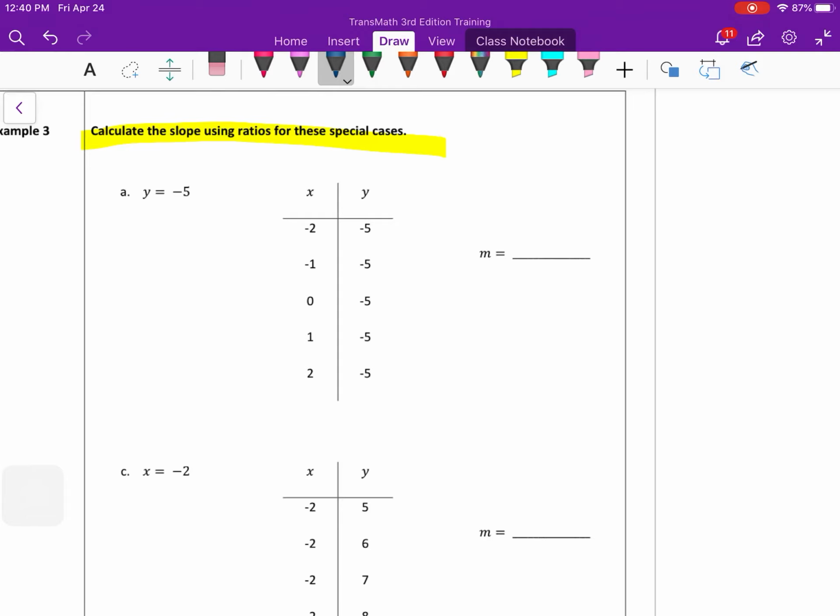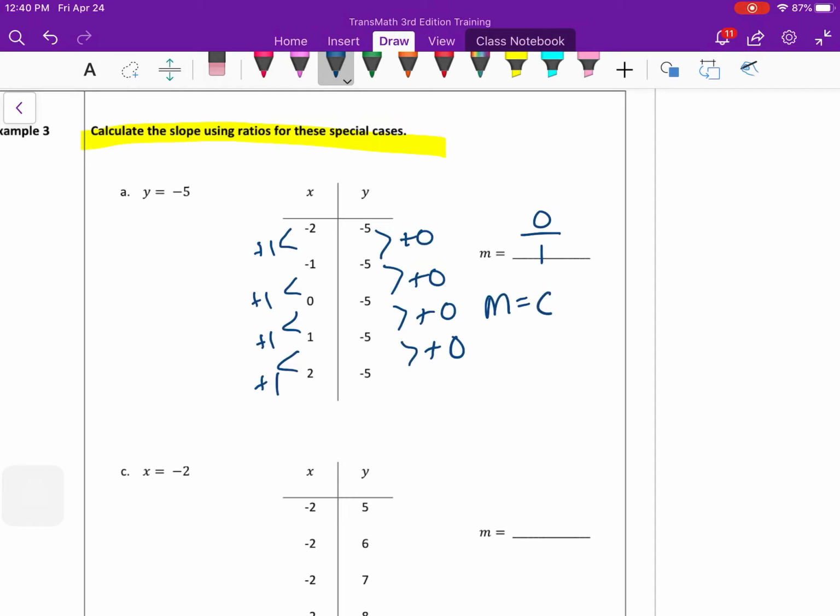The first one, in A, you'll see you have no change here. Negative 5 to negative 5 is like plus 0. Plus 0. You're not changing this at all. And then over here, it looks like we're going up by 1 on each one. So the vertical change, the change in y over change in x, is 0 over 1. So your slope for this is 0 divided by 1, which is 0. So y equals a number is a horizontal line. It's one of the special ones.